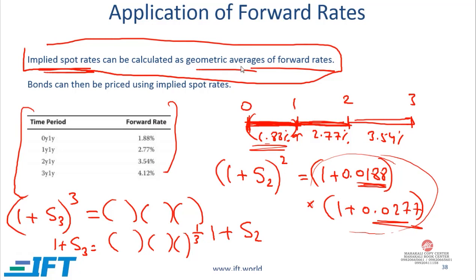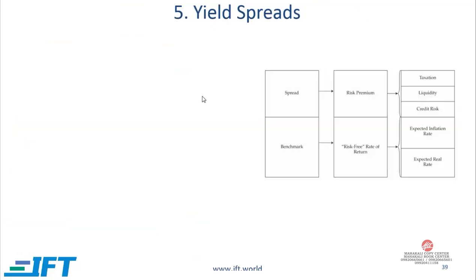So if you are given forward rates, how can you come up with the arbitrage-free price of a bond? Remember, to come up with the arbitrage-free price of a bond, you take each cash flow and then discount at the appropriate spot rate. Given the forward rates, you can compute the spot rates, and then you can use the spot rates to discount each cash flow. All right, so this is fairly straightforward.